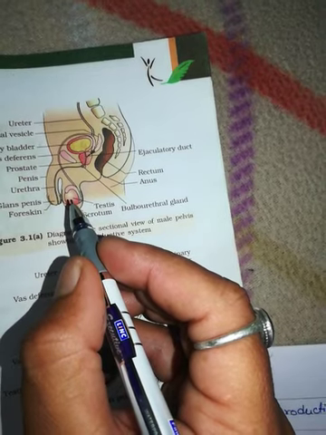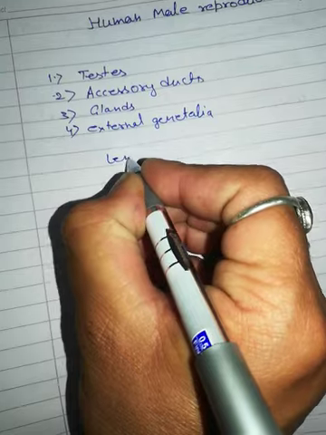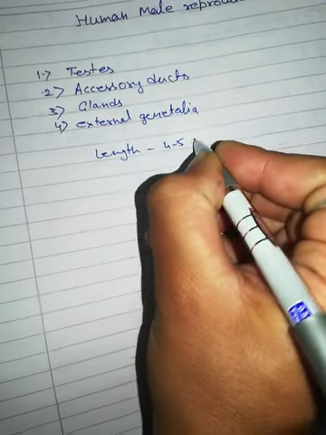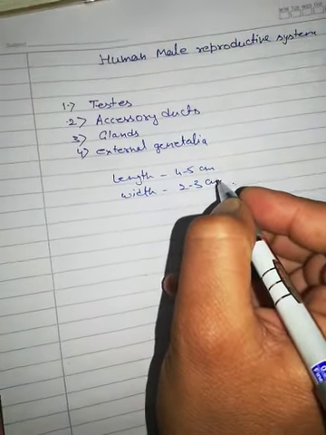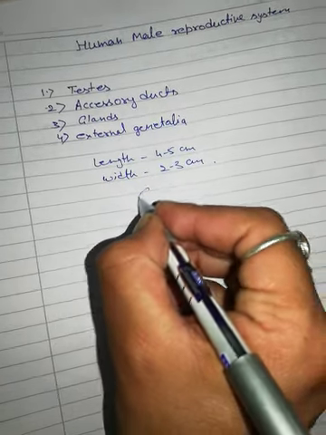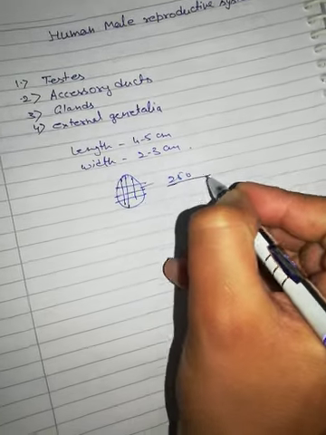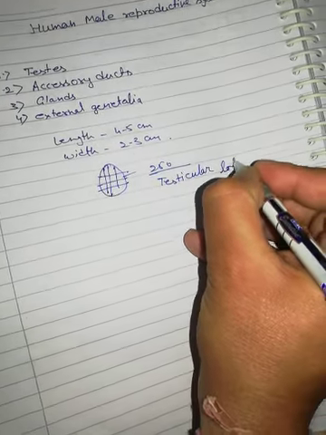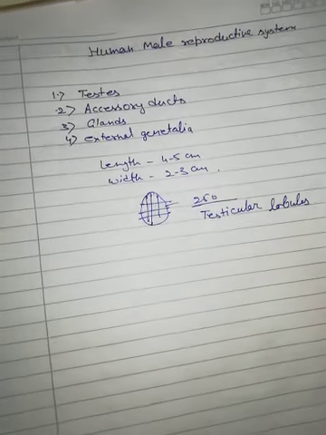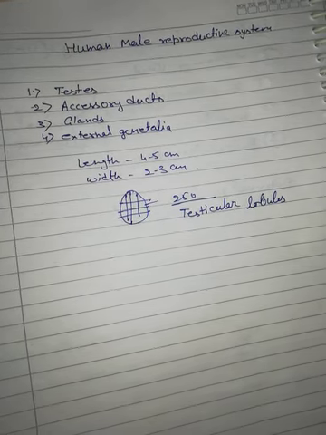Okay. Now the next thing I am going to discuss is the structure of the testis. Testis is basically oval in shape, and its length is 4 to 5 centimeter. Its width is 2 to 3 centimeter. And if we cut a cross section of testis, we will find approximately 250 compartment-like structures which are called testicular lobules.